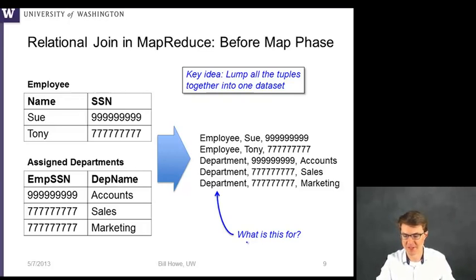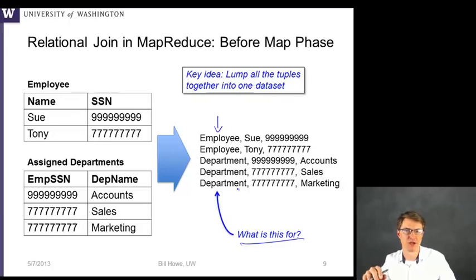And so here I'm asking the question, what is this for? Well, this is a label that we've attached to every tuple so that we can know where it came from, and we'll see how that's used later. Now, I'm not being specific about where you get this label or how you do it in MapReduce, but I want you to think logically that it's necessary.